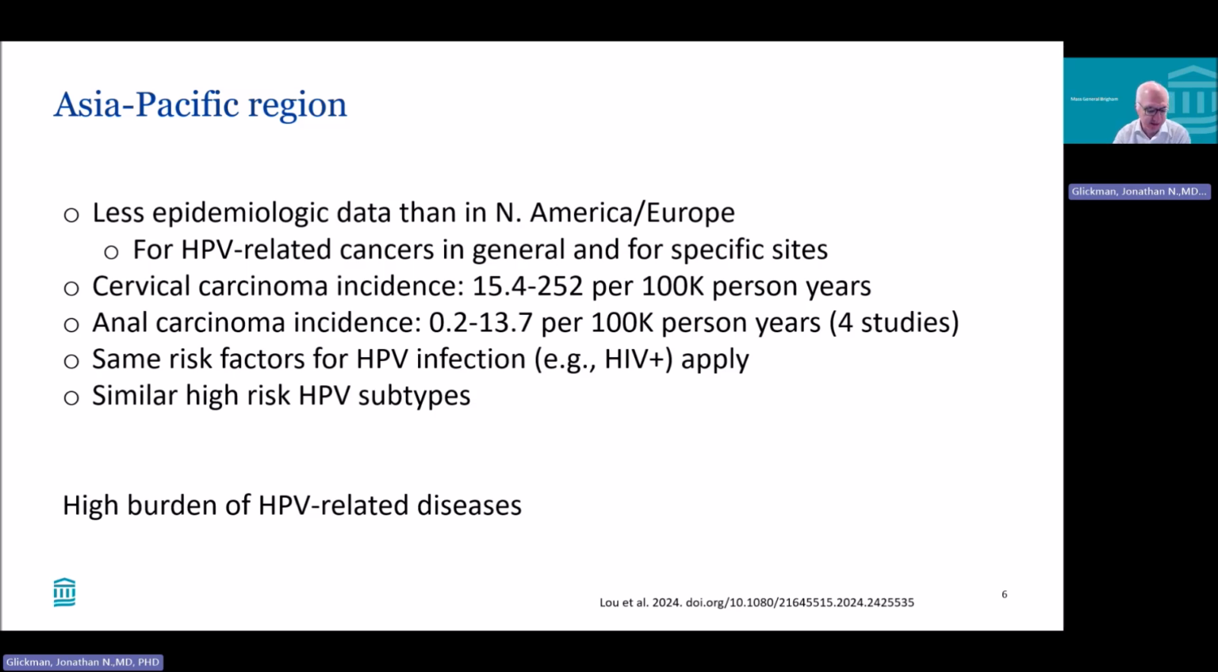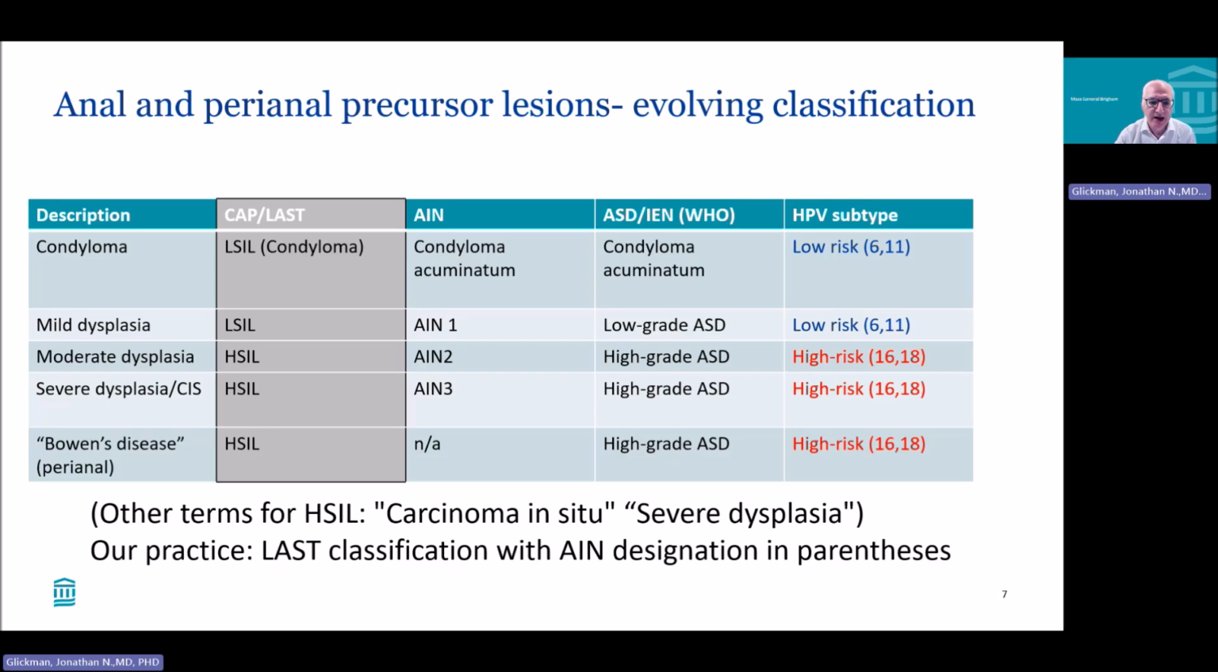So for anal canal carcinoma, for example, it's anywhere between 0.2 and 13.7 per 100,000 person years. But all the available data indicates that the same risk factors apply, and also similar high-risk HPV subtypes are involved. But I think it's reasonable to conclude that there is a relatively high burden of HPV-related diseases, not just anal, but cervical and head and neck and others.